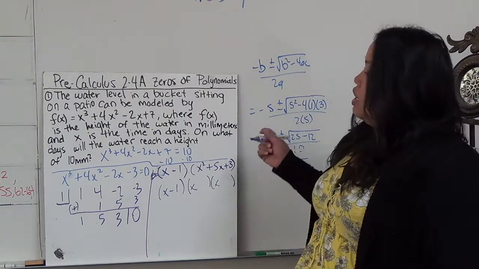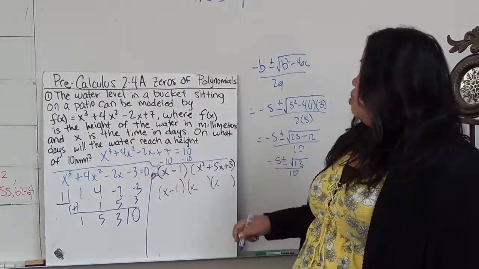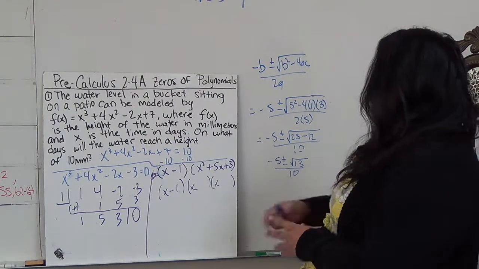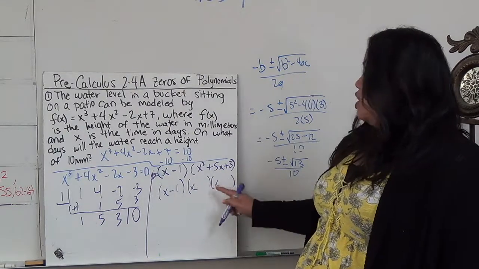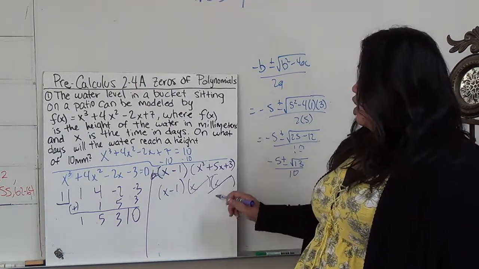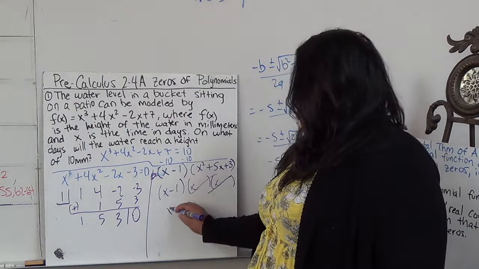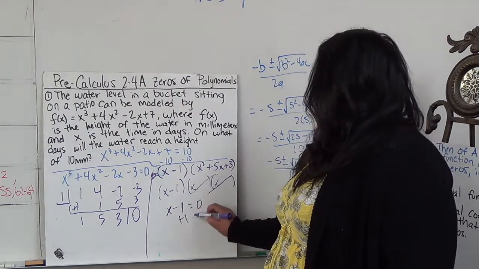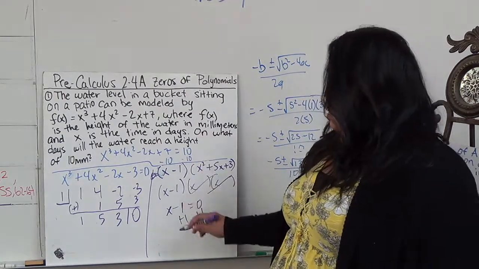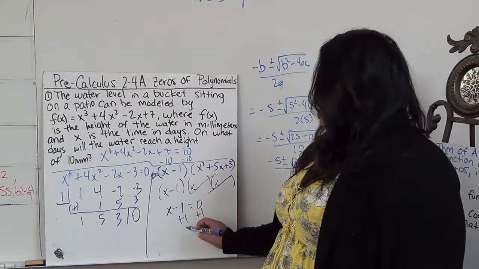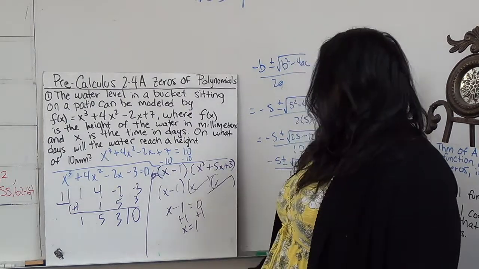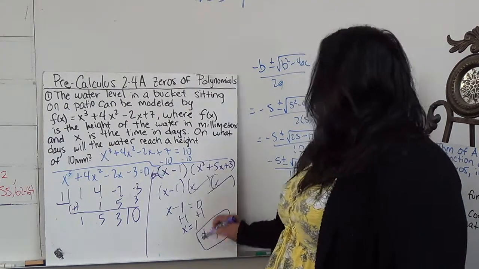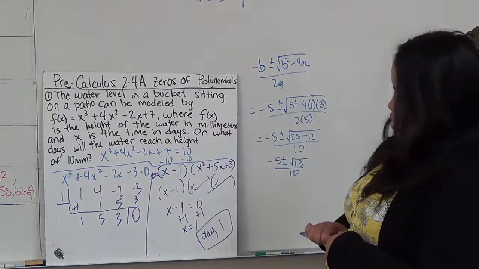But it's asking for time in days. So my options are numbers 1 through 7. Because these would be decimals, it doesn't matter if I solve it or not, it would be neither of these. So I would do x minus 1 equals 0, and then I'd add 1 and add 1. Because remember, days can't be negative. So if I end up with a negative number, I also couldn't choose that. So I end up with x equals 1. So on day 1, it equaled 10 millimeters.